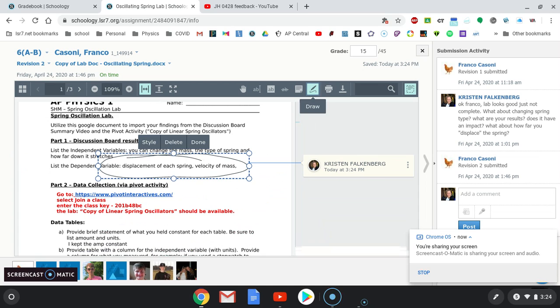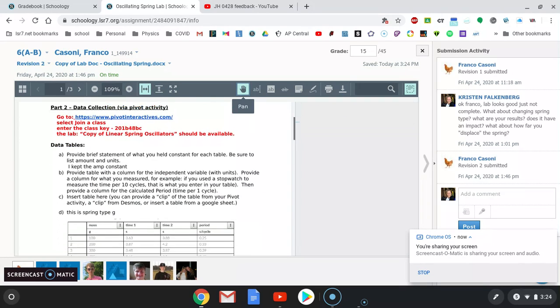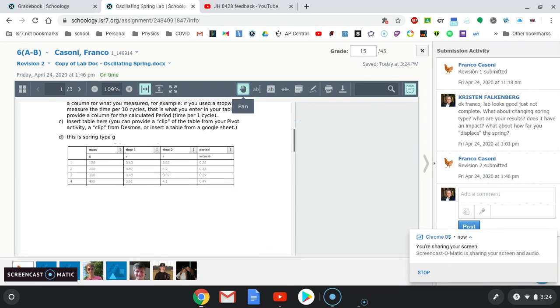Let's see if it'll give me some color. Good. Okay. Let me keep going on. Brief statement. This is spring type E. You've got 4 different masses. I'd probably like 5, but that's fine. You did times and then your period, your time per cycle. And so you got these values.